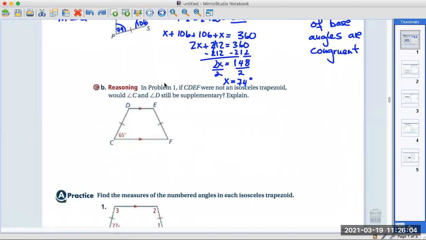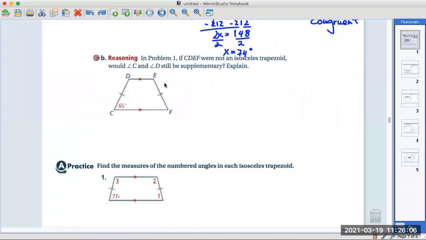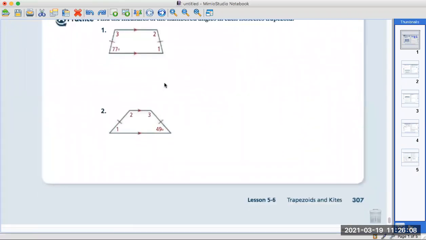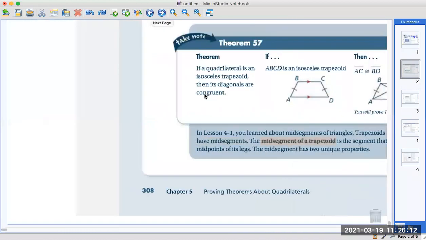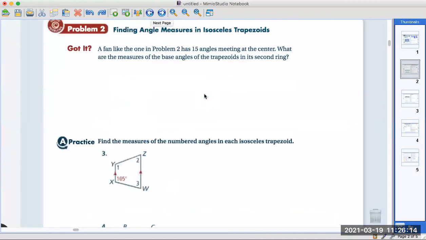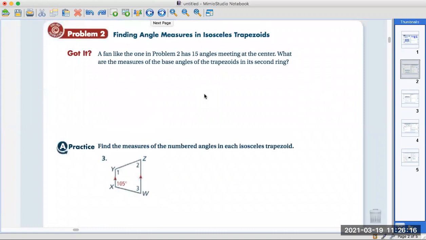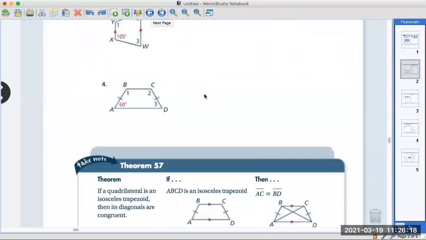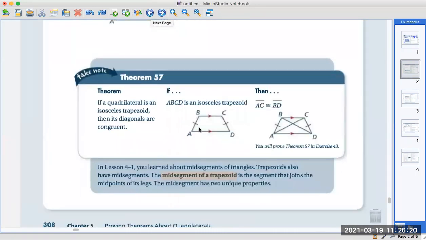Okay, on this page, I'm pretty much done. So that was page 307. Let's go to 308. And we'll go to the bottom of that page. There you are, another take note. Let's see what this one says.